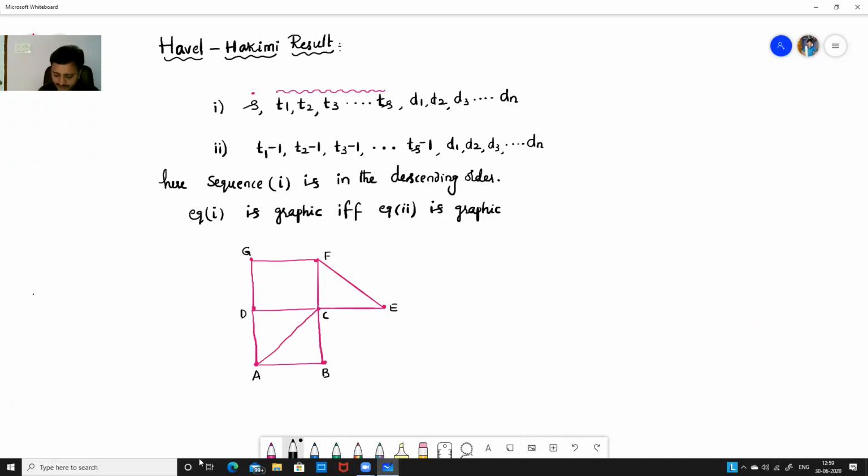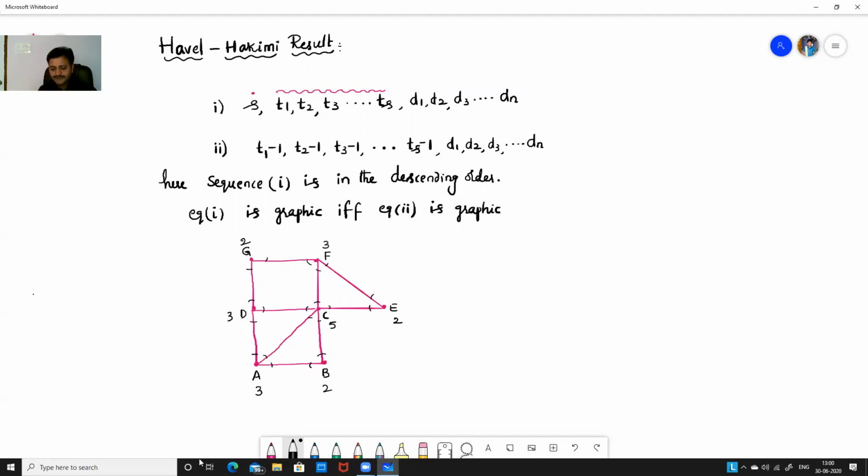Degree sequence is always in the form of either increasing order or decreasing order, right? Here we can write in the descending order. What is the degree of A? Degree of A is equal to 3. Degree of B is equal to 2. Degree of C is 5. Degree of E is 2. Degree of F is 3. Degree of G is 2. And degree of D is 3.